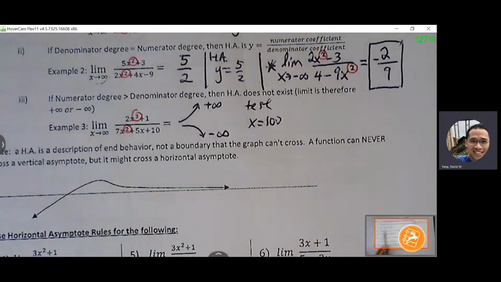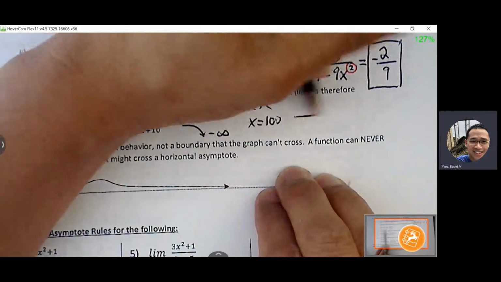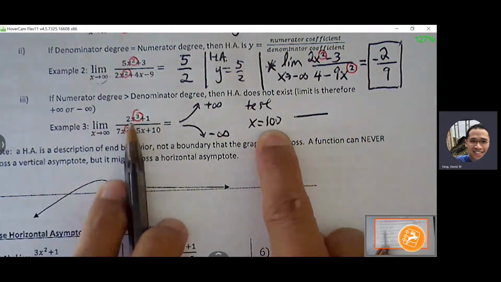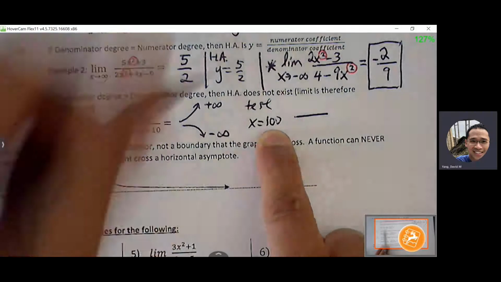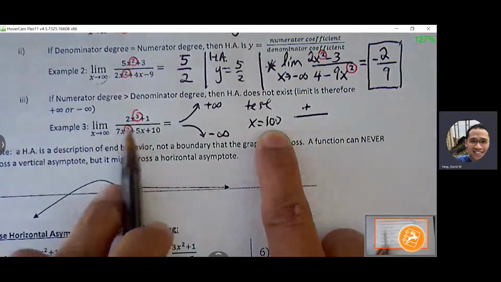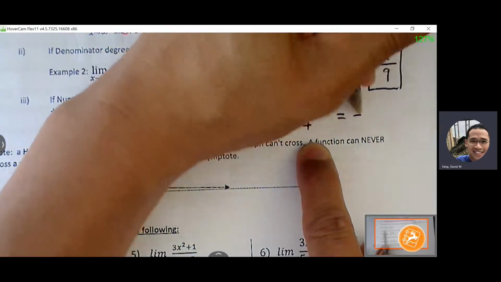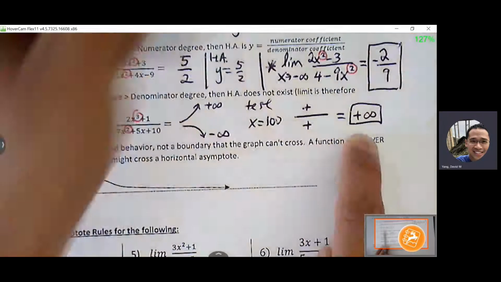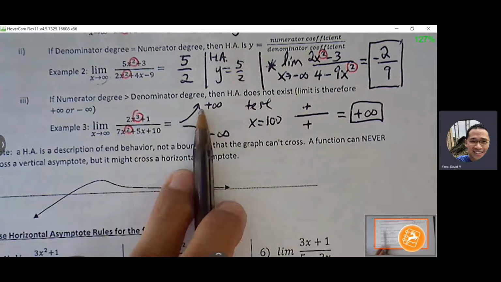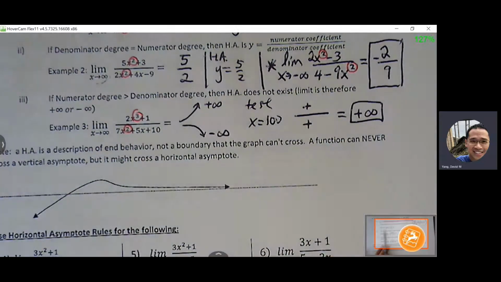So we don't care about what the value is. Just like before, we can easily do this without a calculator because we can just reason in our heads whether our numerator will be positive or negative. So if I plug 100 into the numerator, what do we get? Positive. Denominator, also positive. So positive over positive is positive. So positive infinity. We know that the graph is headed up and it's going to continue to go up as it exits from view.